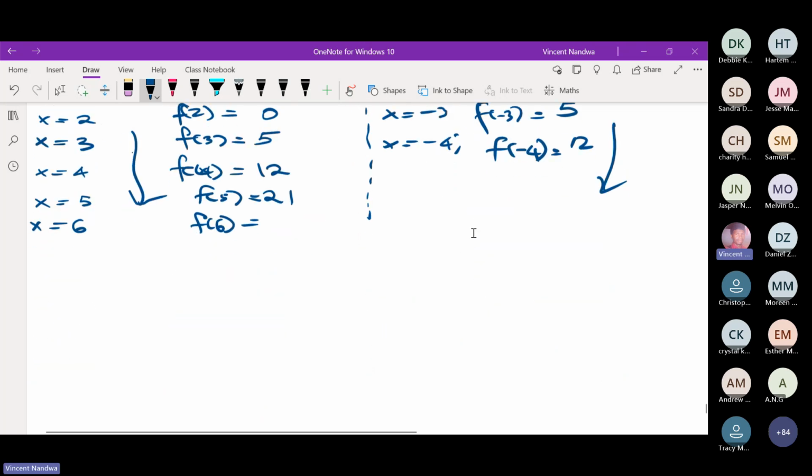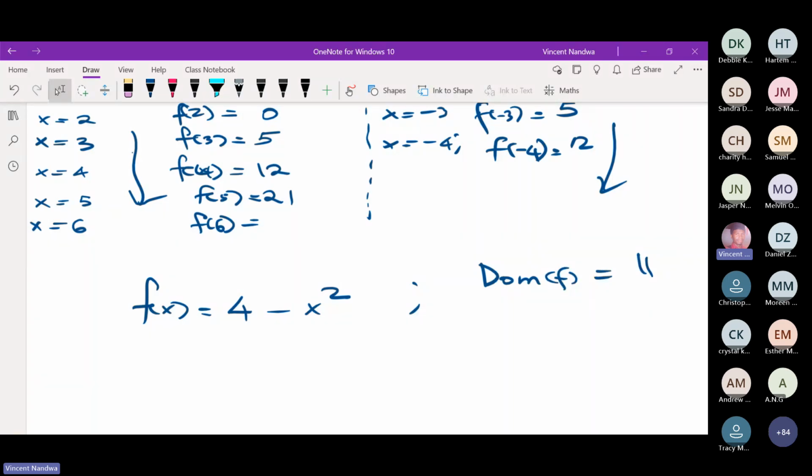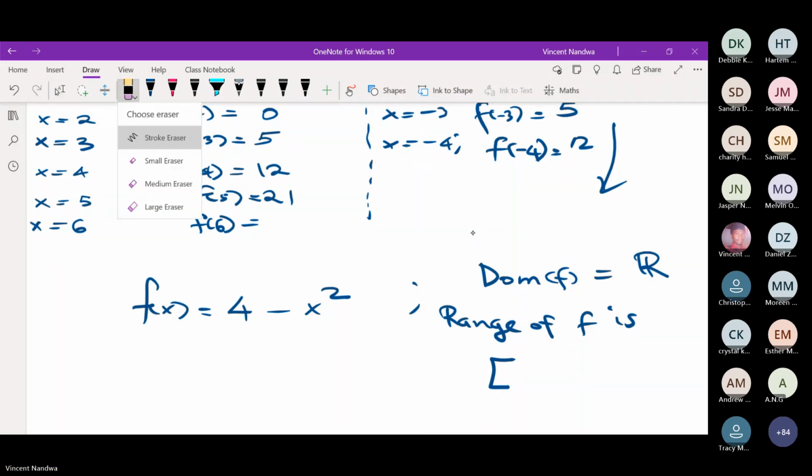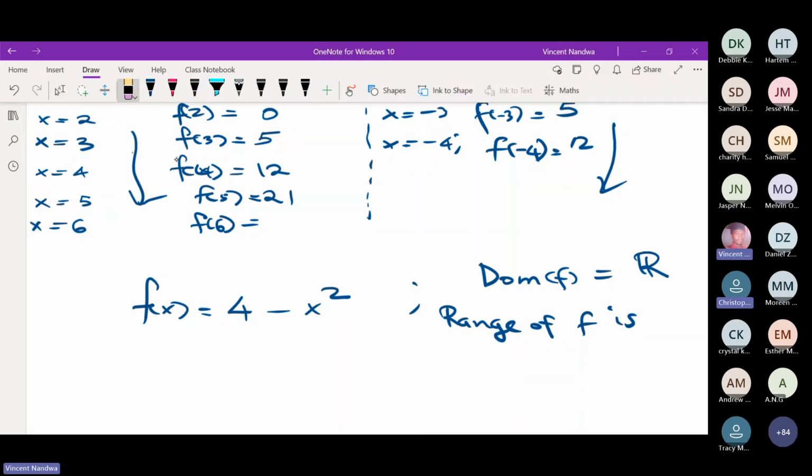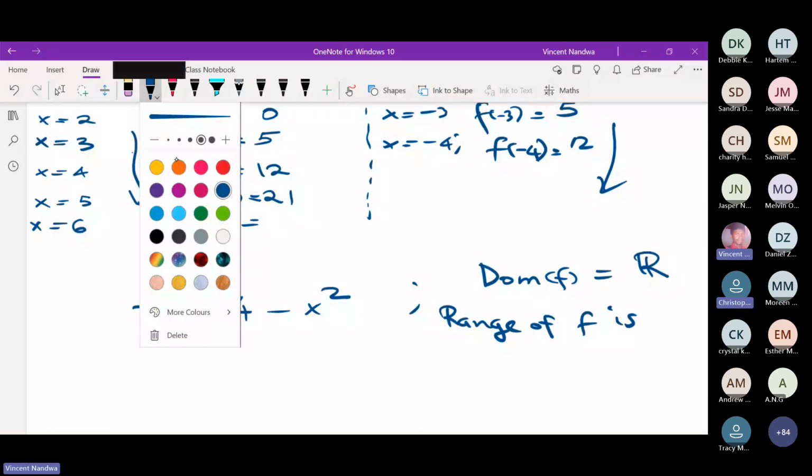So check that now, if we reverse it to 4 minus x squared, then our domain will be the same, the set of real numbers, but the range of f will now be from -infinity to +4.